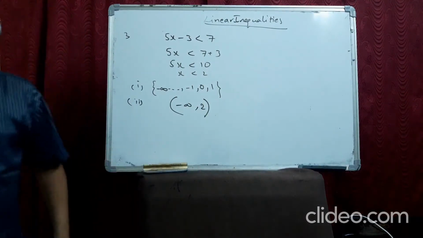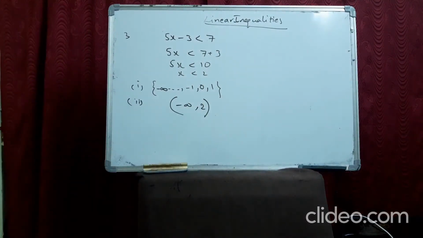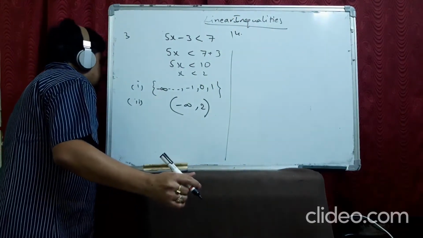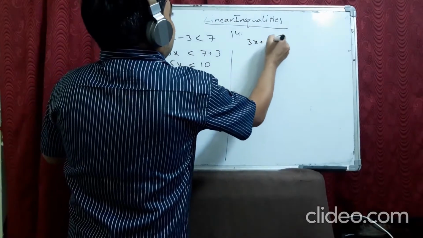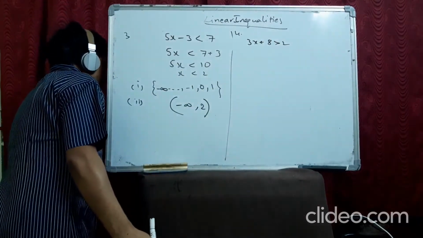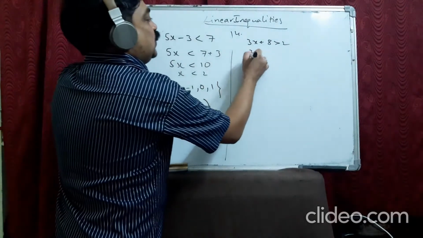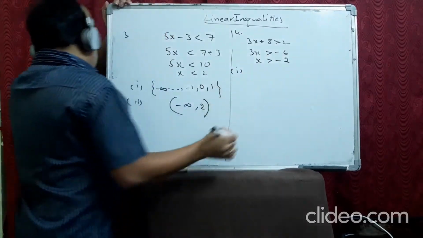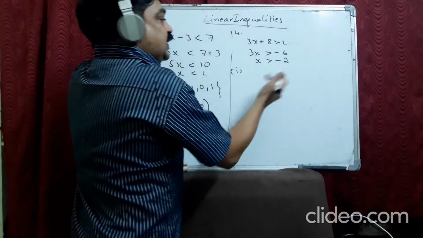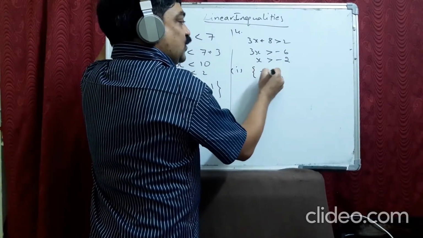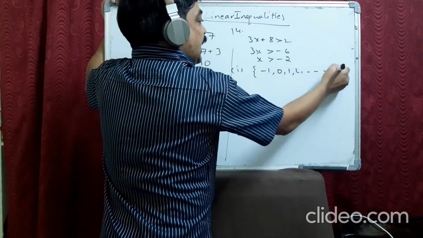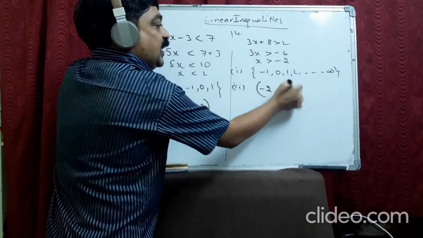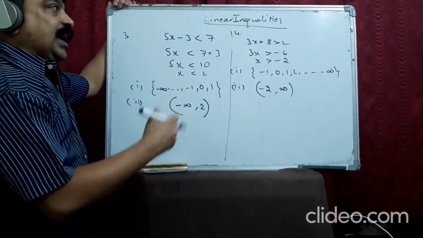Now, fourth question: 3x plus 8 greater than 2. They ask for integers and also real numbers. Same. So 3x is greater than minus 6. x is greater than minus 2. First of all, they ask us to find integers. What are the integers after minus 2? You will have minus 1, 0, 1, 2, and so on till infinity. In the case of real numbers, minus 2 to infinity open, that means you will get all decimals, fractions, everything. Okay?